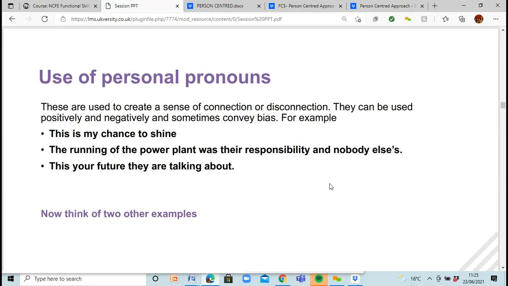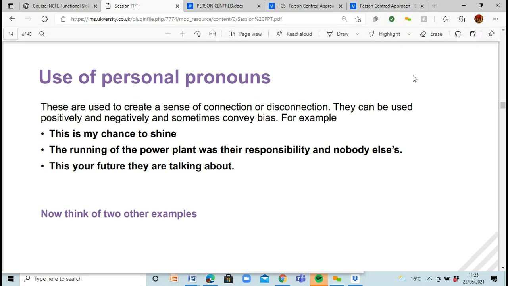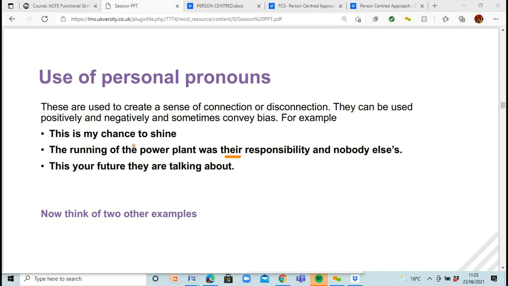And then we've got use of personal pronouns. These are there to create a connection or a disconnection with someone, and they can be used positively and negatively, and sometimes they can convey bias as well. Examples of this are: this is my chance to shine, or the running of the PowerPoint was their responsibility and no one else's. On here they've got those personal pronouns where they're directly referring to yourself or to someone else. And if you're trying to have a serious talk with someone, like, this is your future, they're talking about things like that.